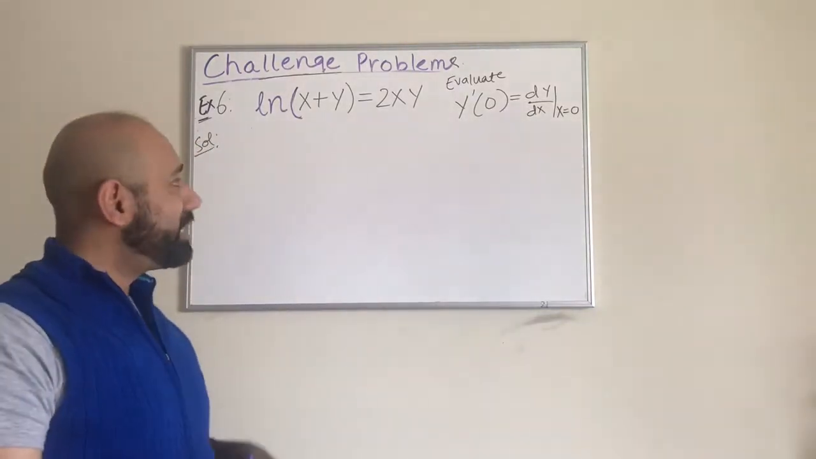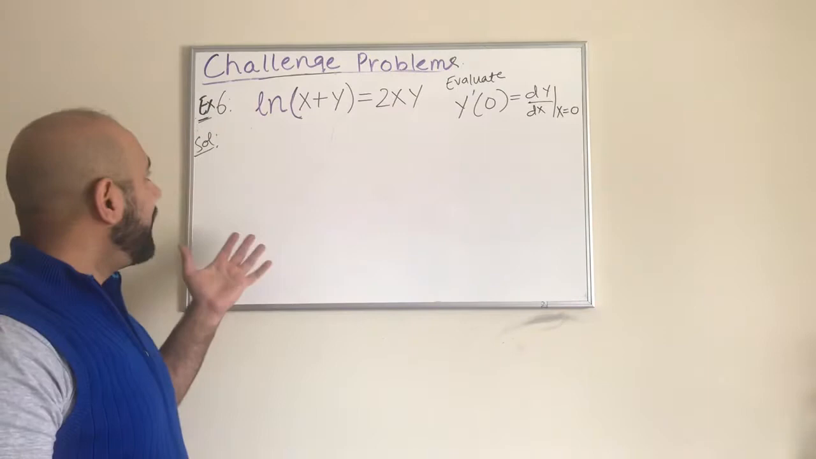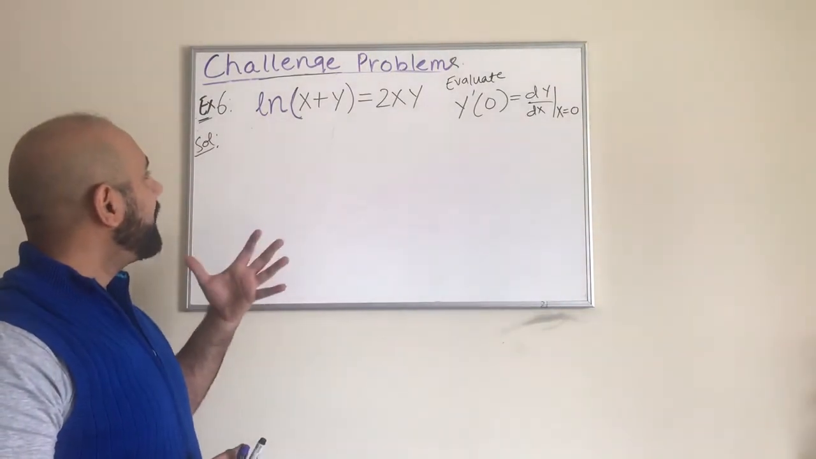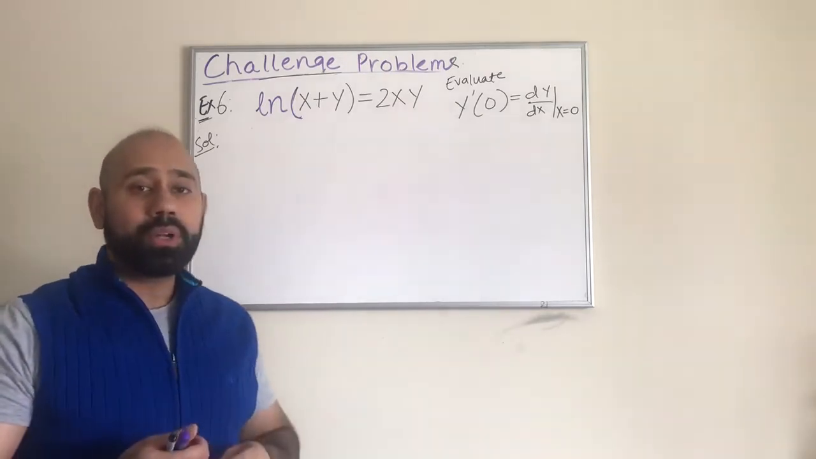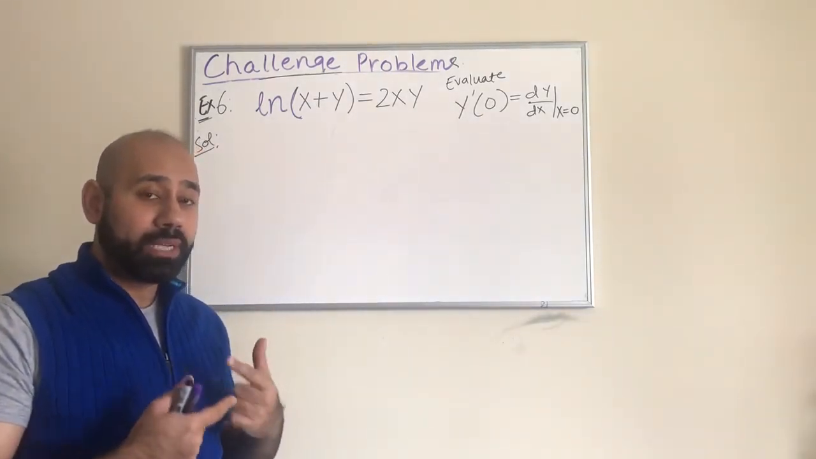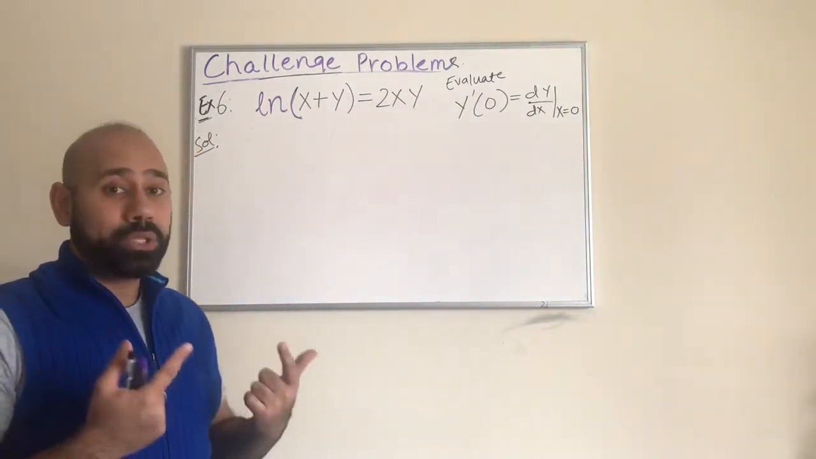This time it's number 6, and we can see that on the left hand side we have a log function, a natural log of x plus y equals 2 times x times y. And guys, we want to evaluate the derivative of y with respect to x at x equals 0.